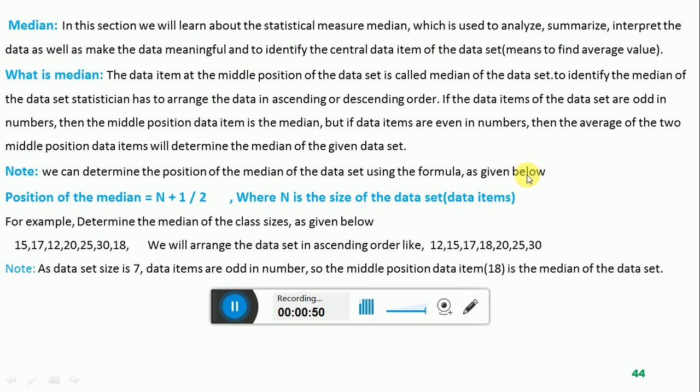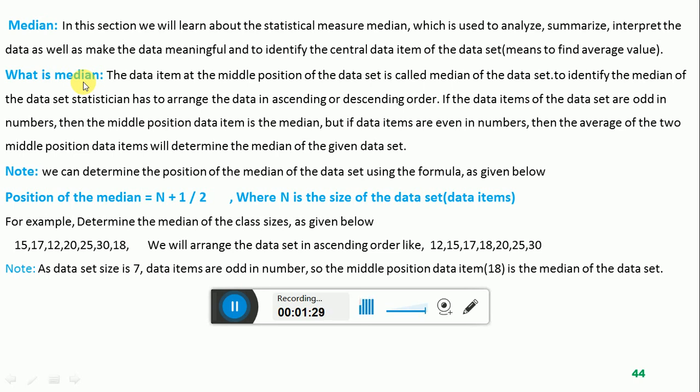We will define the median. So what is median? The middle position data item of the data set is called the median of the data set. To identify the median for the given data set, first the statistician has to arrange the entire data set in ascending or descending order. Ascending order means rewrite the given data set in increasing order, start from smallest value to largest value. Descending order means rewrite the given data set in decreasing order, start from large value to the small value.